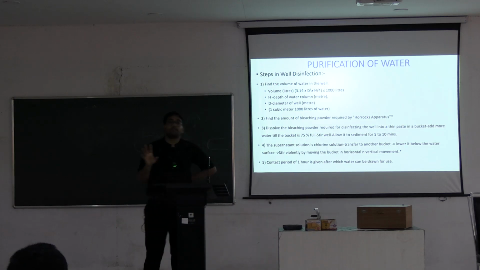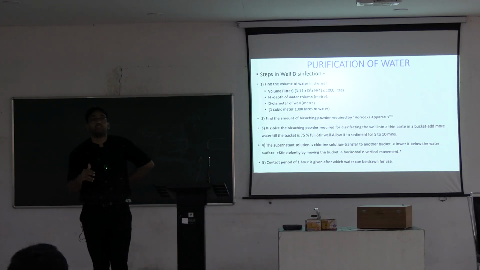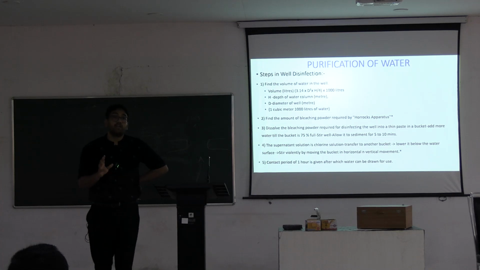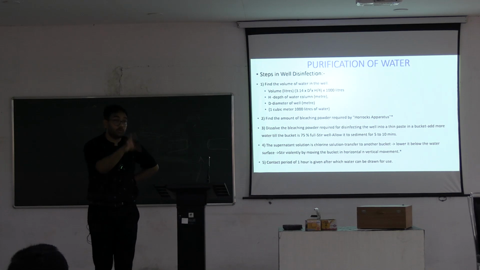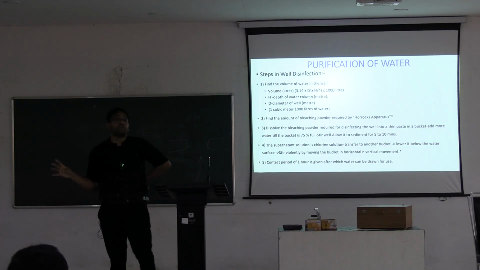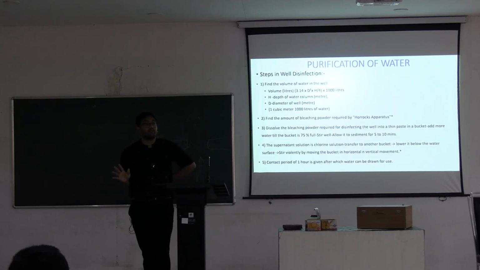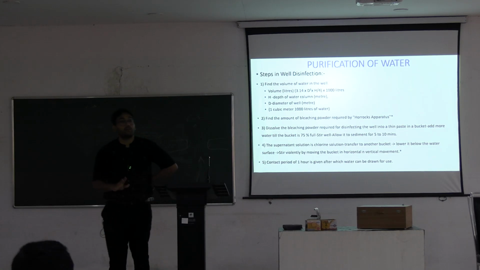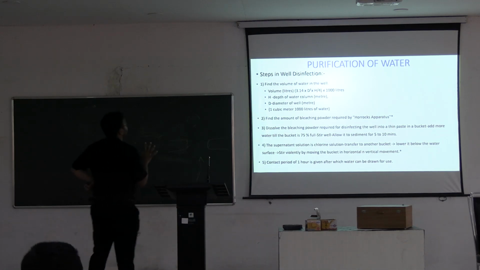So what are the steps of this purification? First of all, if we are trying to purify by chlorination, we need a good, reliable estimate of what amount of chlorine is required. And how will I get that amount of chlorine from my routine disinfectants? So the first step in the process is to have an estimate of the amount of water in that well.